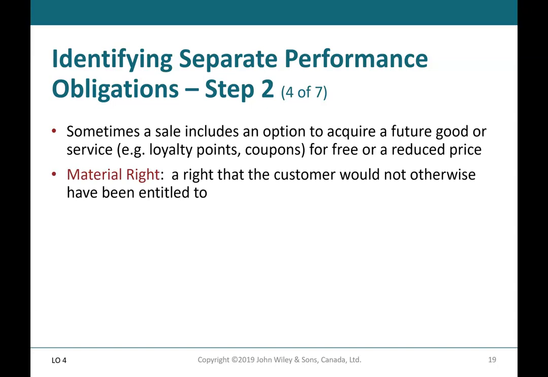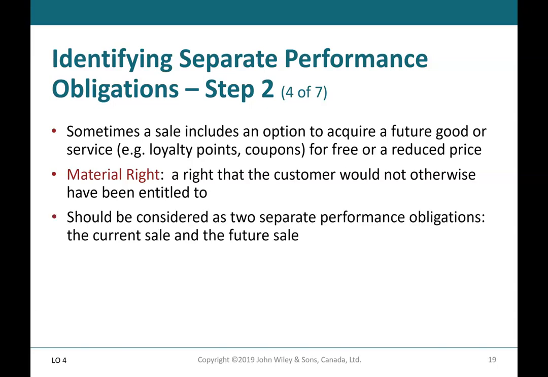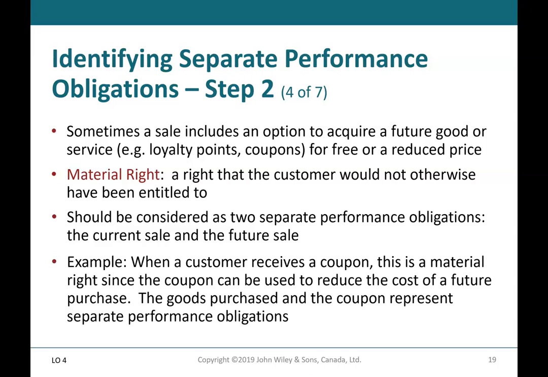Identifying separate performance obligations, Step 2, 4 of 7. Sometimes a sale includes an option to acquire a future good or service, for example, loyalty points and coupons, for free or a reduced price. A material right, a right that the customer would not otherwise have been entitled to, should be considered as two separate performance obligations, the current sale and the future sale.